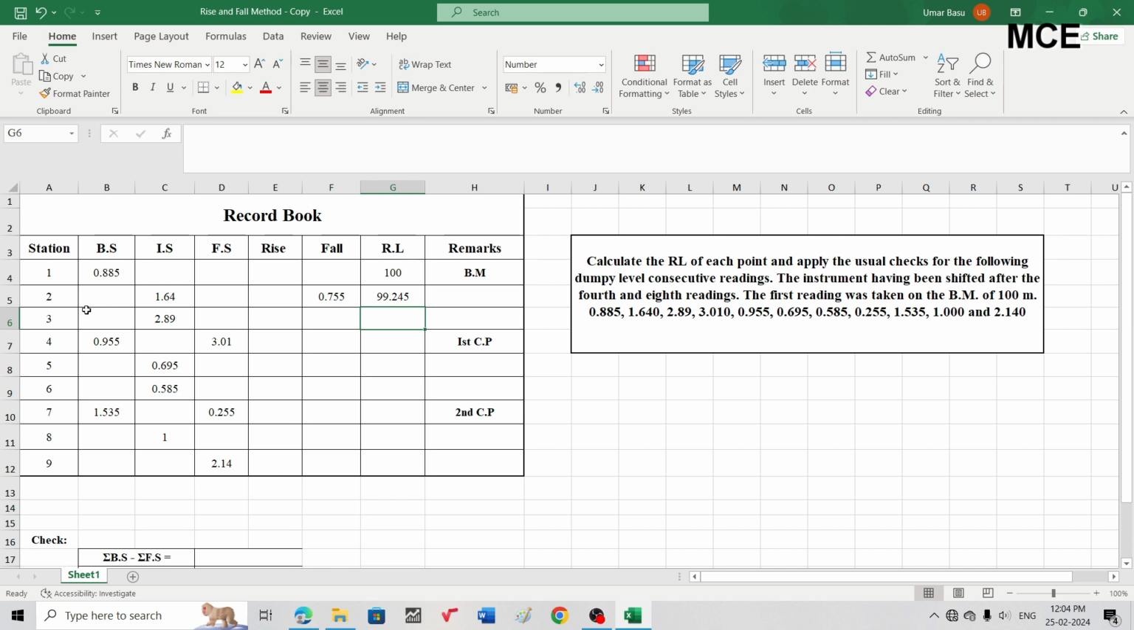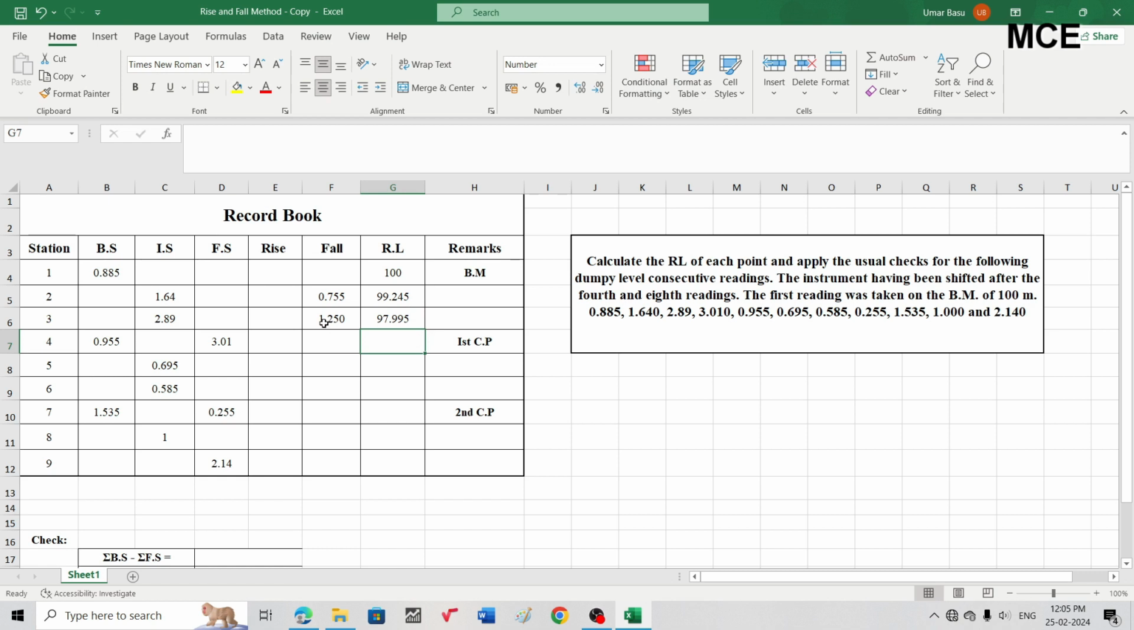Similarly, from station 2 to 3, we can again see that the staff reading at station 3 is higher than station 2. So it means again ground level is falling. So take the difference of these two staff readings, that is 2.89 minus 1.64, and you will again get the fall from station 2 to station 3. Similarly, again you have to subtract this fall from the reduced level of station 2 to get the reduced level of station 3. So select the reduced level column of station 3, write equal sign, then select the reduced level of station 2 and from it subtract the fall of station 3 and you will get the reduced level of station 3.